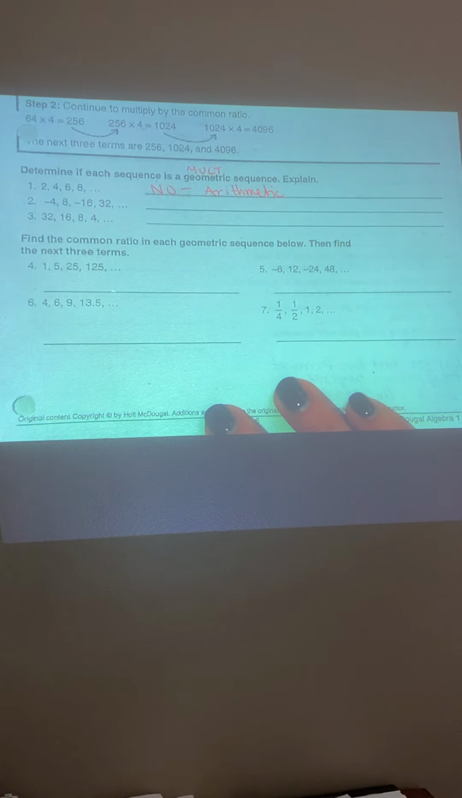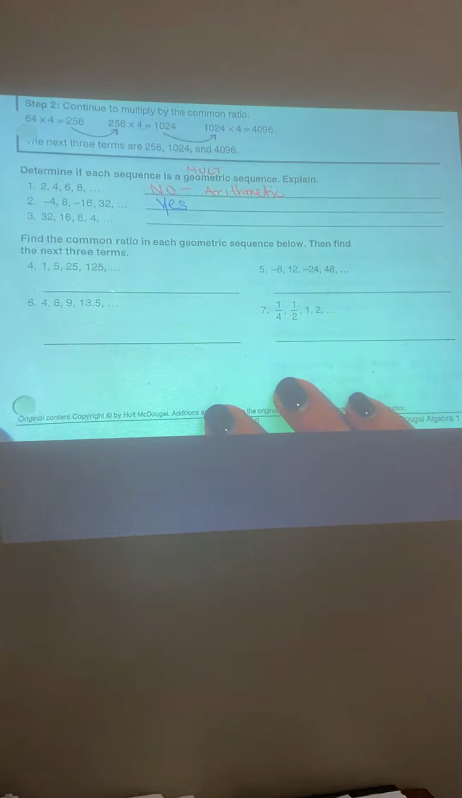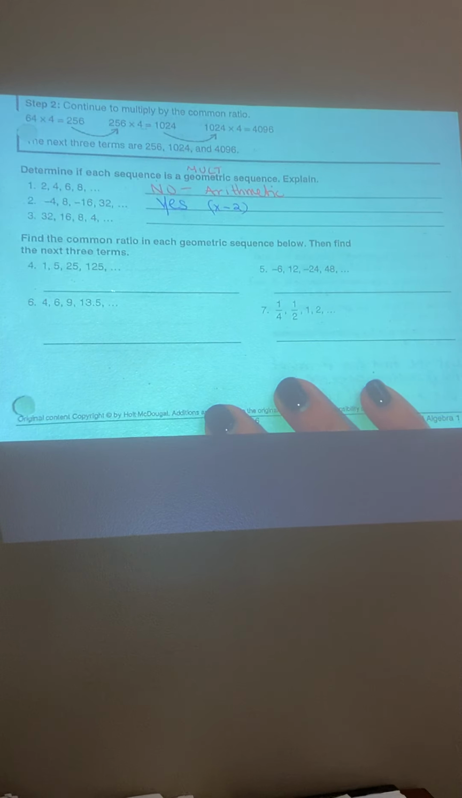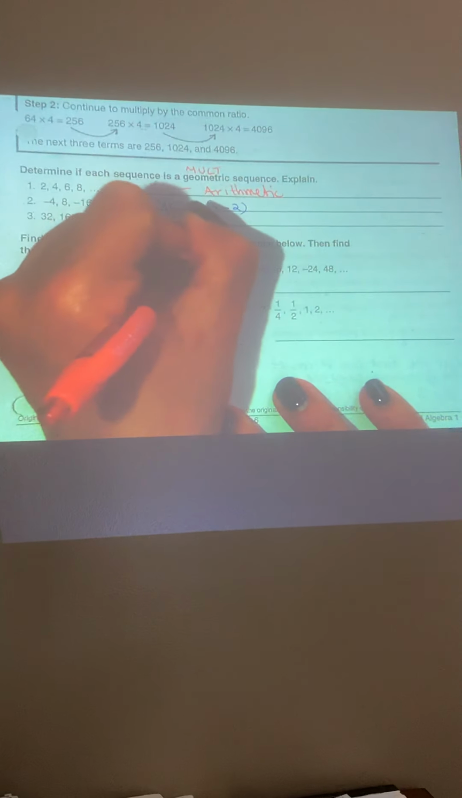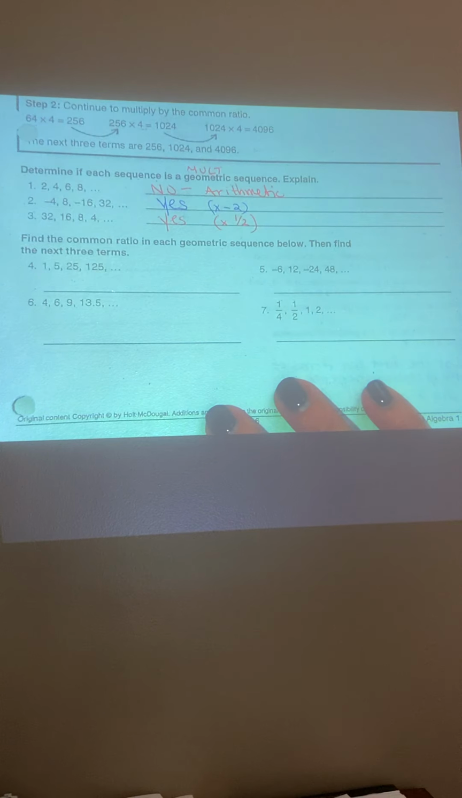Negative 4, 8, negative 16, 32. That's geometric because that is being multiplied by negative 2. And let's look at the next one. 32, 16, 8, 4. That's geometric, but we don't want to say it's being divided by 2. We always want to talk about in terms of multiplying. So dividing by 2 is the same thing as multiplying by 1/2, or 0.5, same thing.